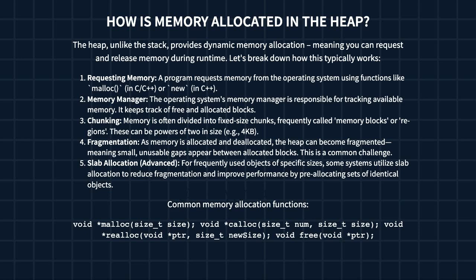It's not always a perfect process. Fragmentation can occur, like having little gaps between allocated pieces, but systems often use techniques to minimize that. You'll be using functions like malloc or new to get this memory, and it's really important to remember to eventually free it back up with free or delete to prevent memory leaks.